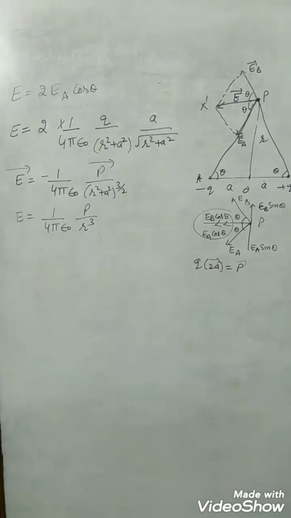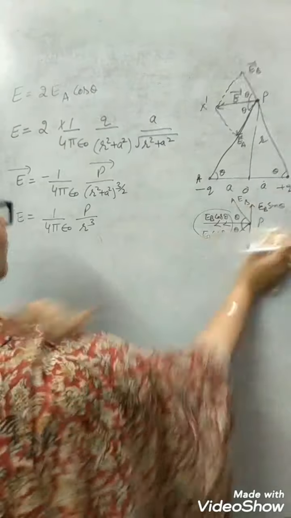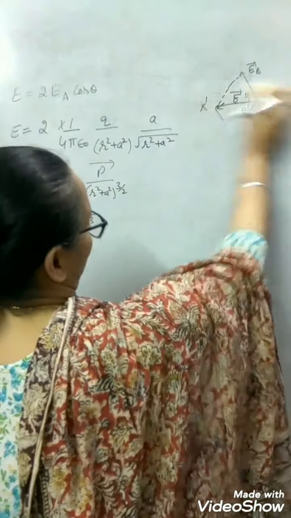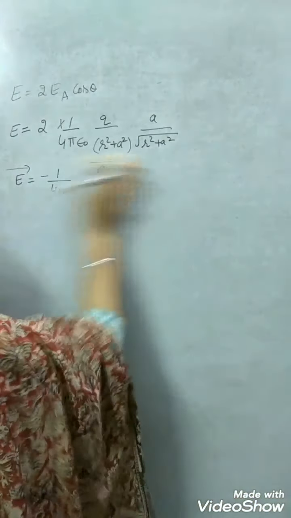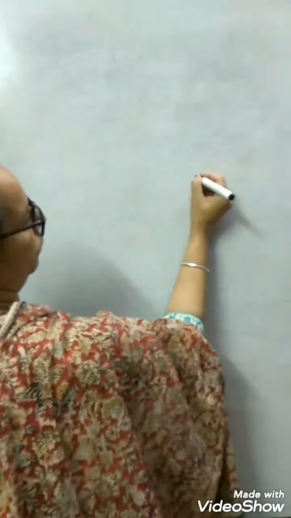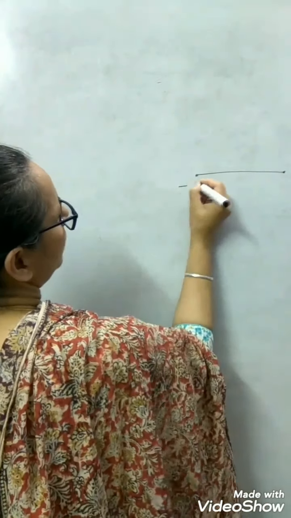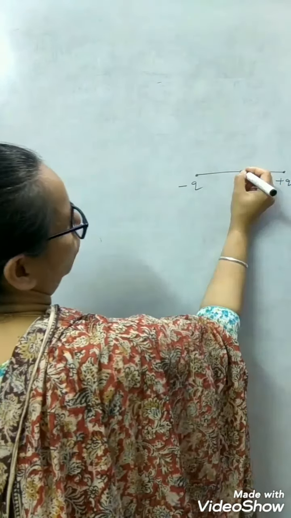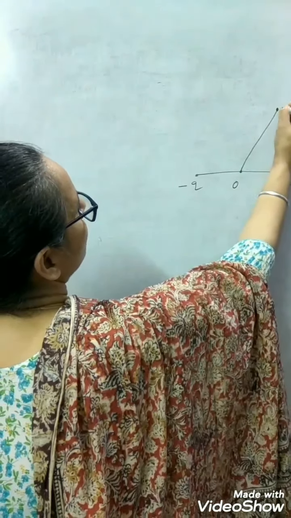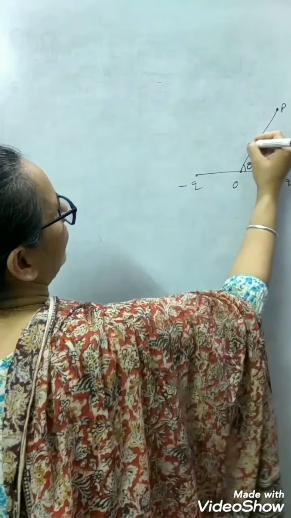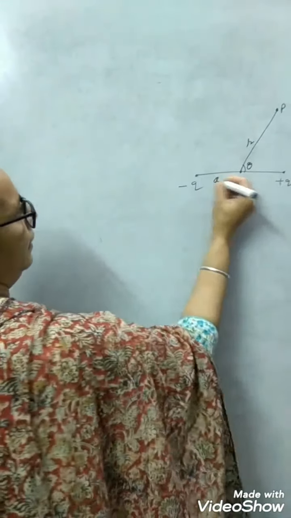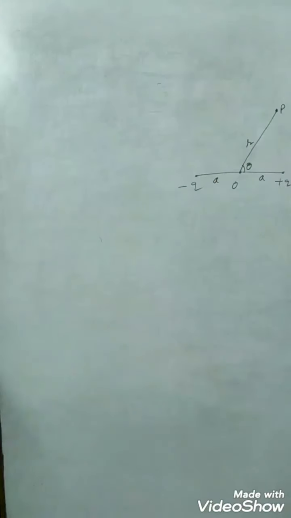Now the electric field at any point, not on the axial line and not on the equatorial line, for a short dipole. This is minus q, plus q, and O. This is the observation point at angle theta. How do we calculate the value of the electric field at P due to the minus q and plus q charges?